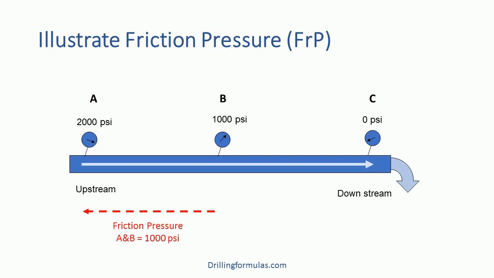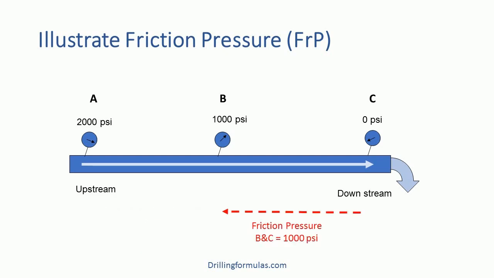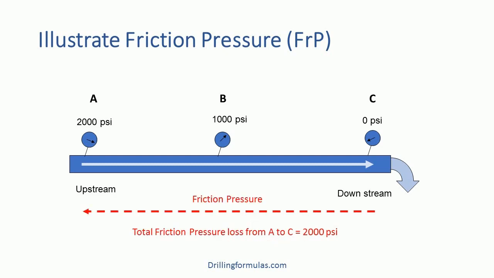Friction pressure between point A and point B is equal to gauge pressure at point A minus gauge pressure at point B. Therefore, friction pressure between point A and point B is 1000 psi. Friction pressure between point B and point C is equal to gauge pressure at point B minus gauge pressure at point C. Therefore, friction pressure between point B and point C is 1000 psi. Total pressure loss of this system is 2000 psi.